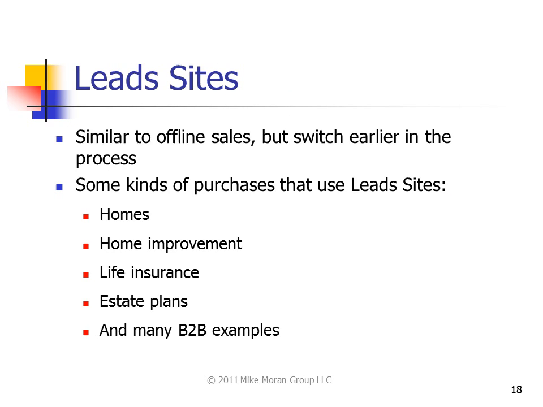Now, lead sites are similar to those offline sales sites, but the switch happens earlier in the process. So what are the kinds of purchases that you would think of that use lead sites? Often they're big ticket items. So they're homes, they're cars, they're home improvement. Sometimes they're items that require a long sales cycle. They're not things that you just sit down and say, oh boy, I know exactly what I want. So think about life insurance, or think about an estate plan.